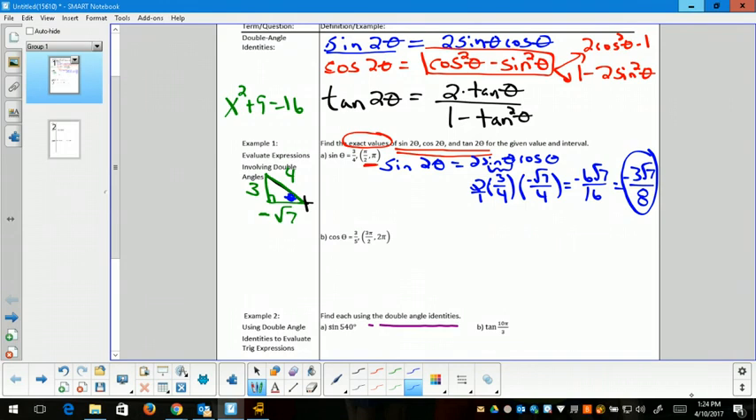Any questions on that problem? For cosine of 2 theta, I'm supposed to do cosine squared minus sine squared.